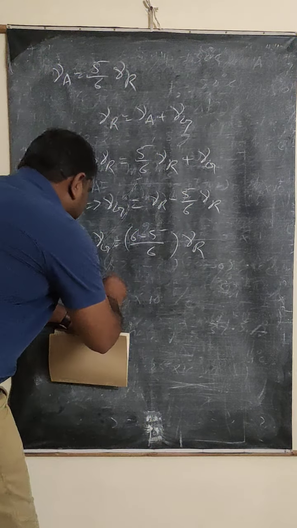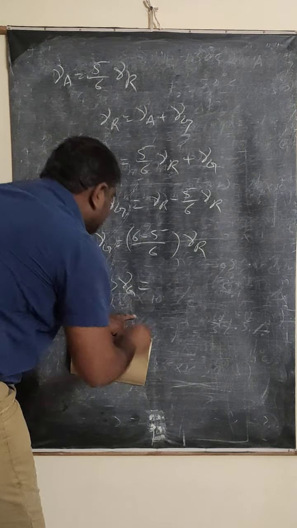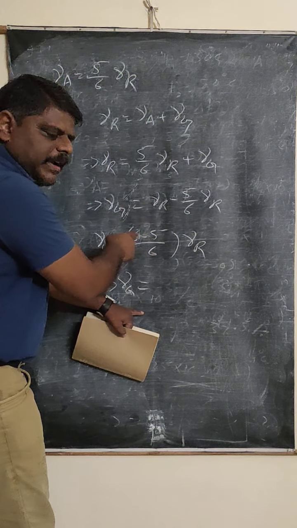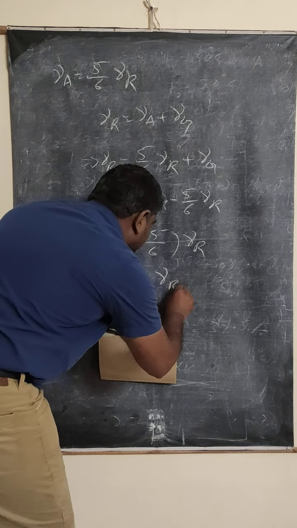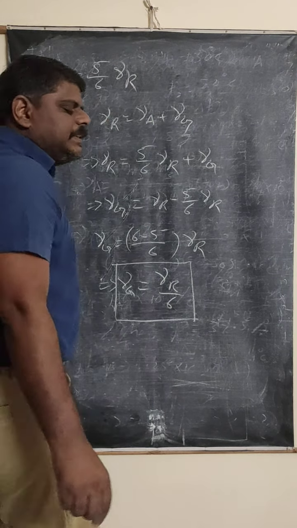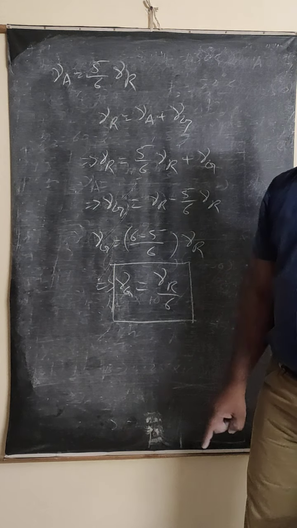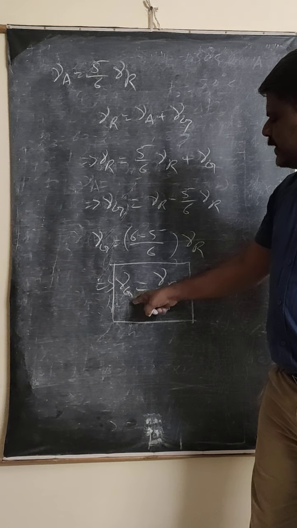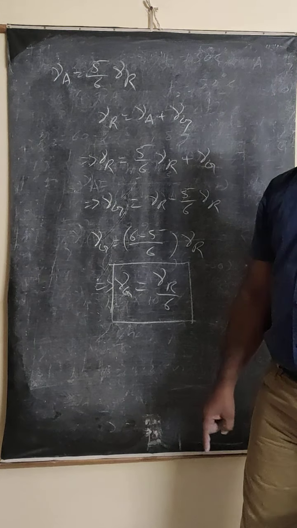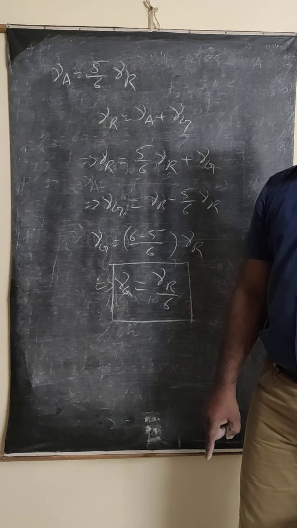So what is the final answer? Gamma G is equal to 6 minus 5 is 1, so 1 by 6, that is gamma R by 6. This is the gamma G value, the volume coefficient of expansion of the glass in terms of the real expansion. Gamma G is equal to gamma R by 6. That means the coefficient of volume expansion of the glass is 1/6 times the absolute expansion of the liquid.